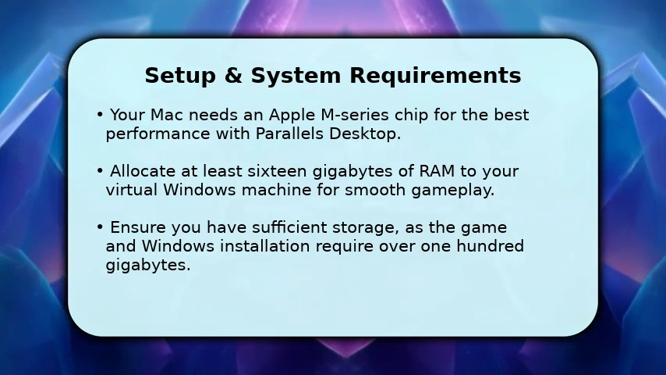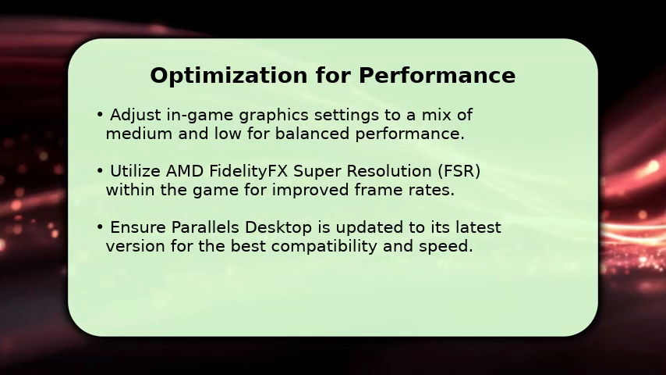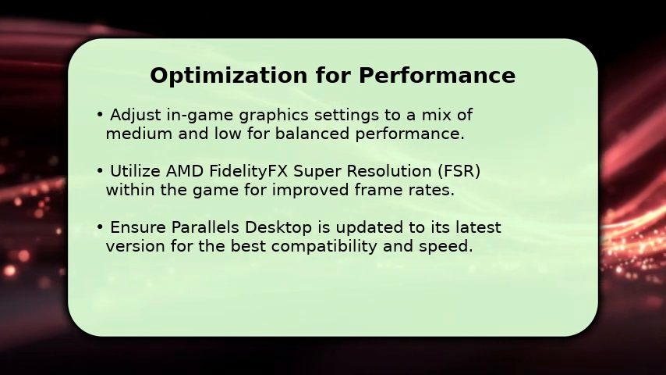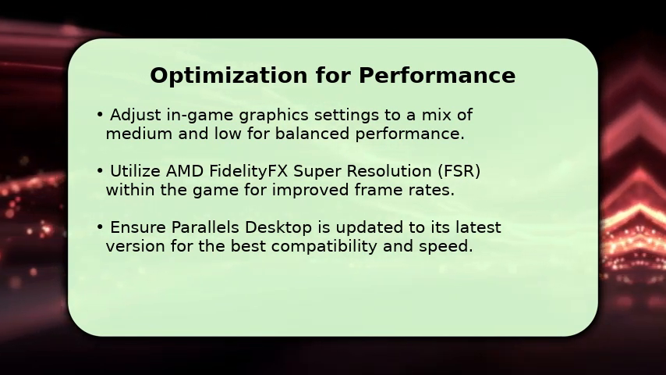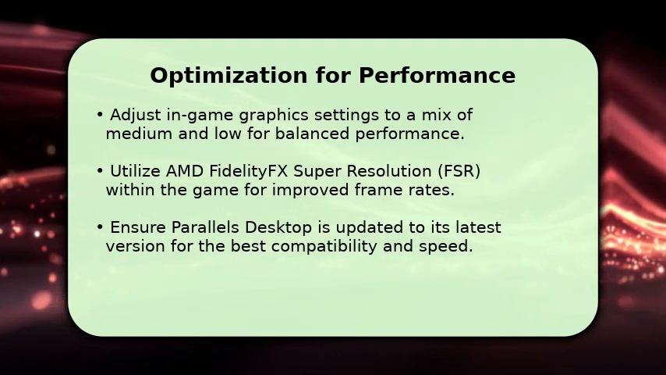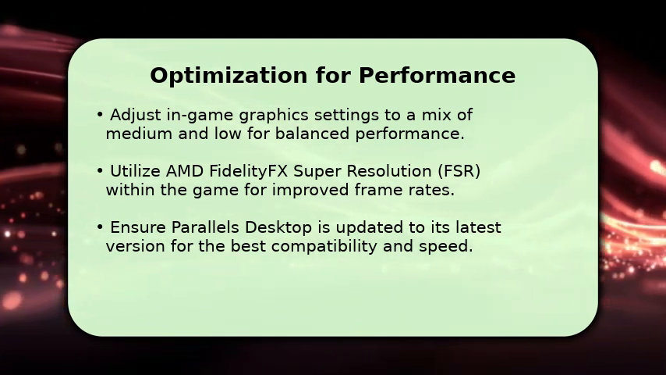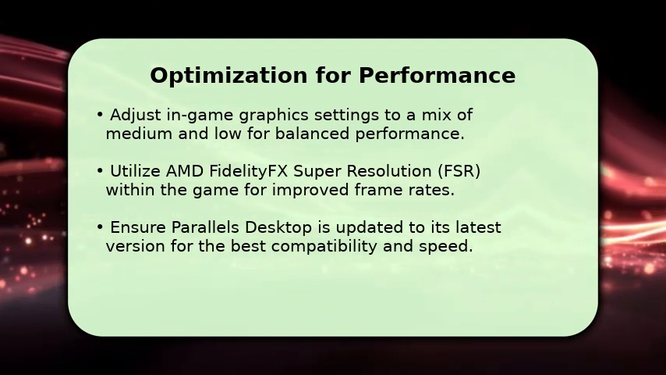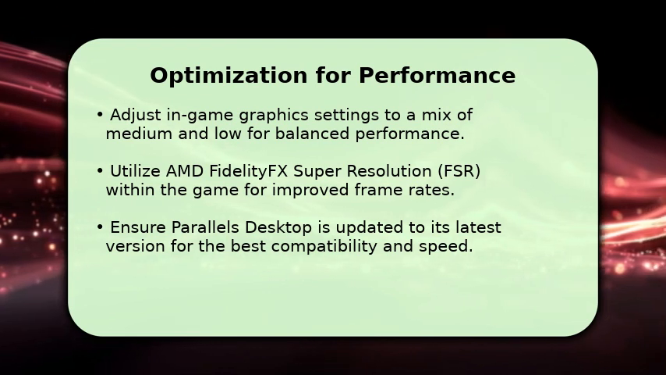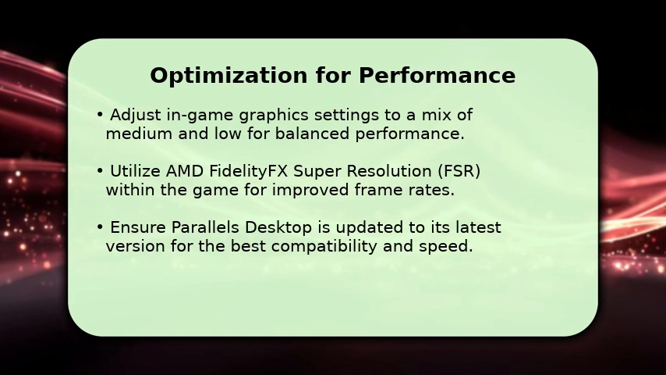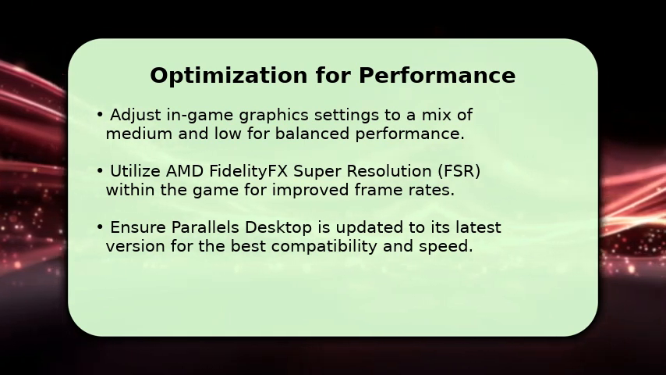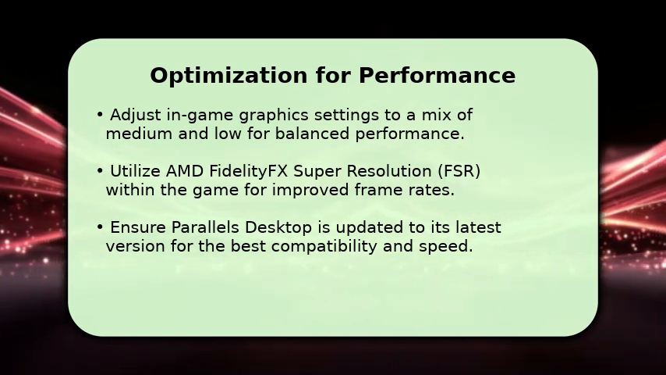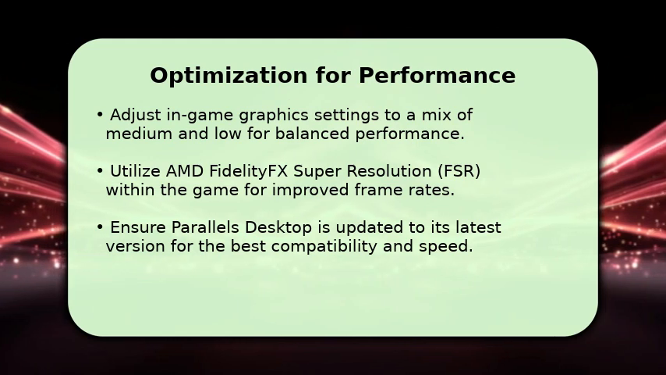Once Cyberpunk 2077 is installed, optimizing your settings is key. Start by adjusting the in-game graphics to a mix of medium and low presets. Crucially, enable AMD FidelityFX Super Resolution, or FSR, within the game's display options. This significantly boosts frame rates without a major visual compromise. Also, make sure your Parallels Desktop software is always updated to its latest version. These steps will help you achieve the best possible performance and a more enjoyable gaming session on your Mac.